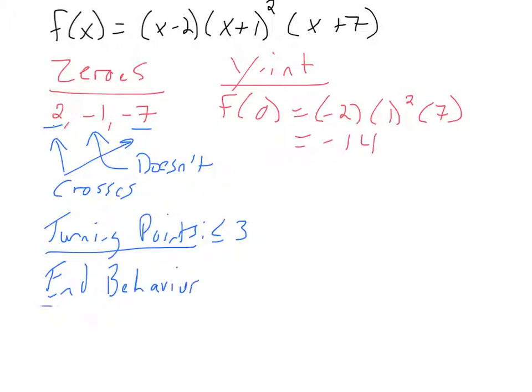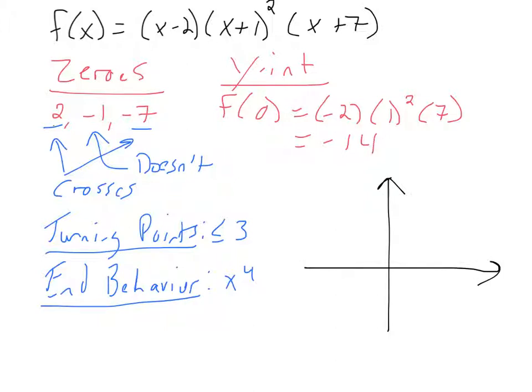If you multiply that all out, your highest order term is just going to be x to the 4th, right? So the end behavior is going to look like x to the 4th when it gets really big. And so with this information, we can draw a general sketch of it.